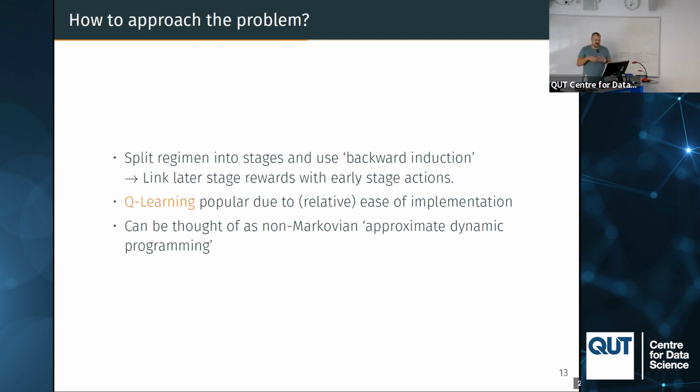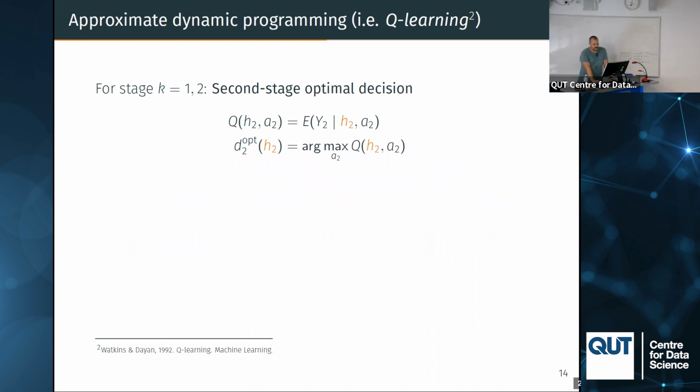So Q-learning is often said to be this non-Markovian approximate dynamic programming technique. By dynamic programming, it has this backward induction step. It's approximate because we're using statistical models, and it's non-Markovian because it goes beyond the immediate state and action space. So what does it look like? The optimal second stage decision is what we said it was before, that all-at-once optimization.